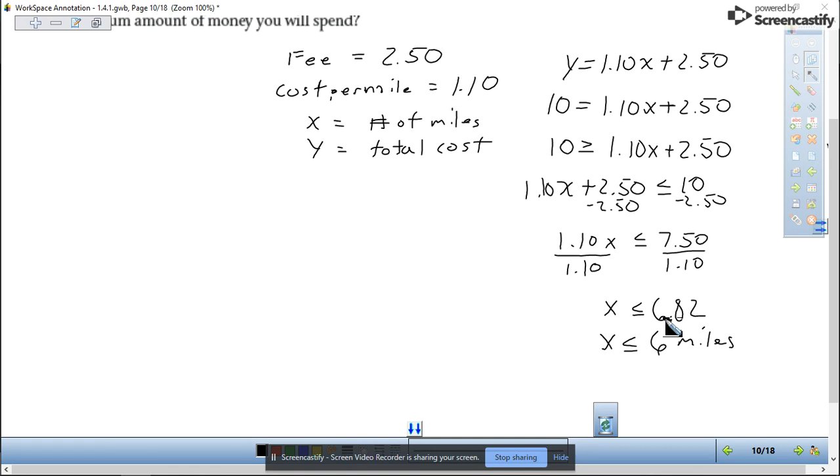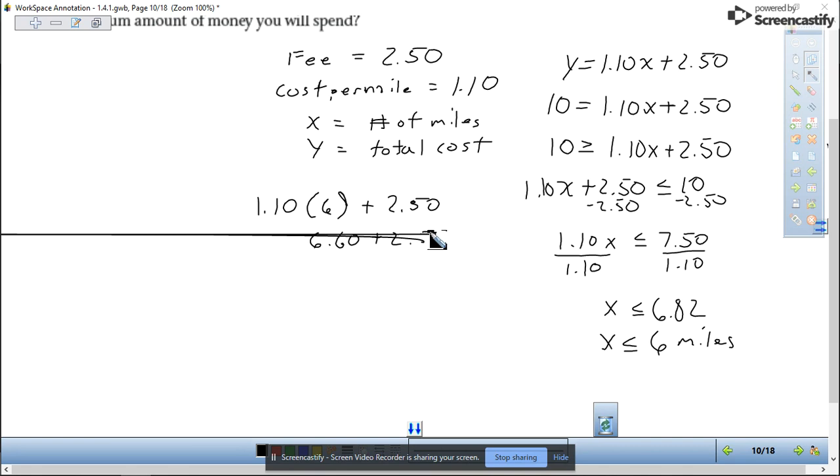So now, if we only go 6 miles, what amount of money would we spend? How can we figure that out? 1.10 times 6 plus 2.50. That would be $6.60 plus 2.50. Then we add those together and we get $9.10. So the most you could actually spend in this scenario is $9.10.